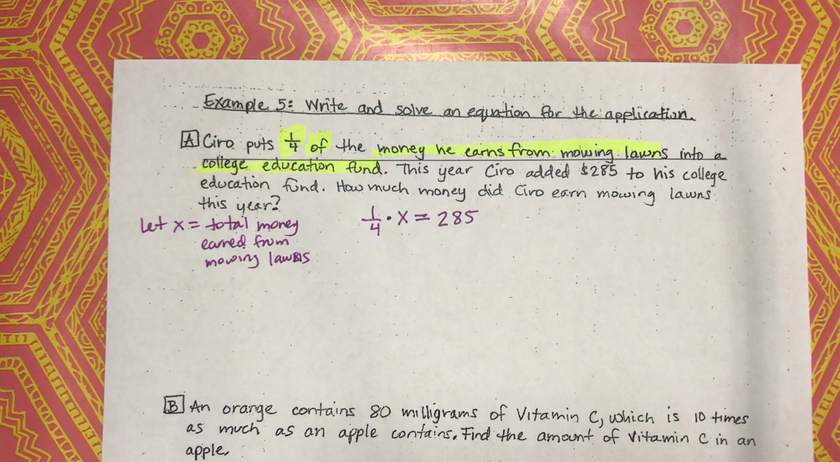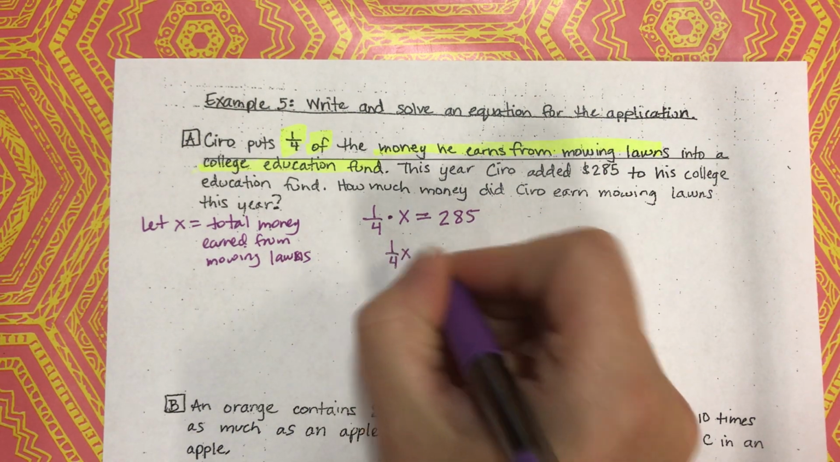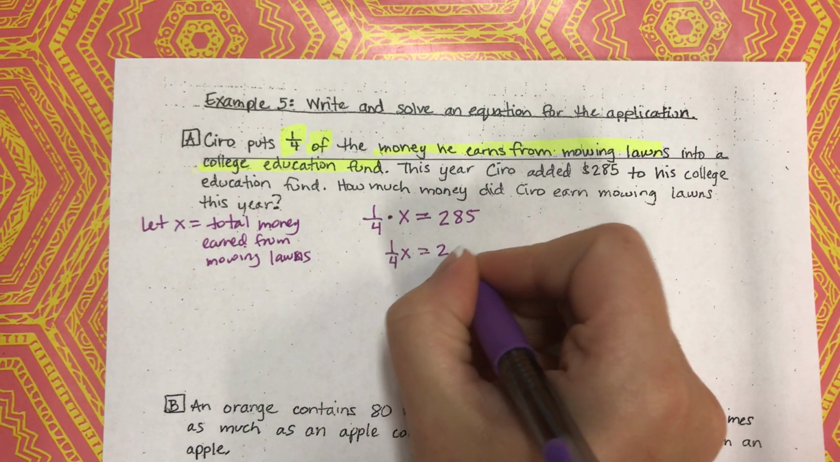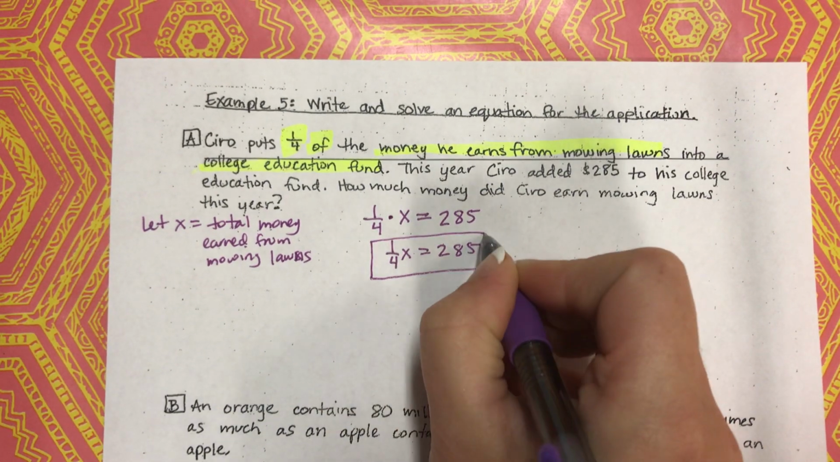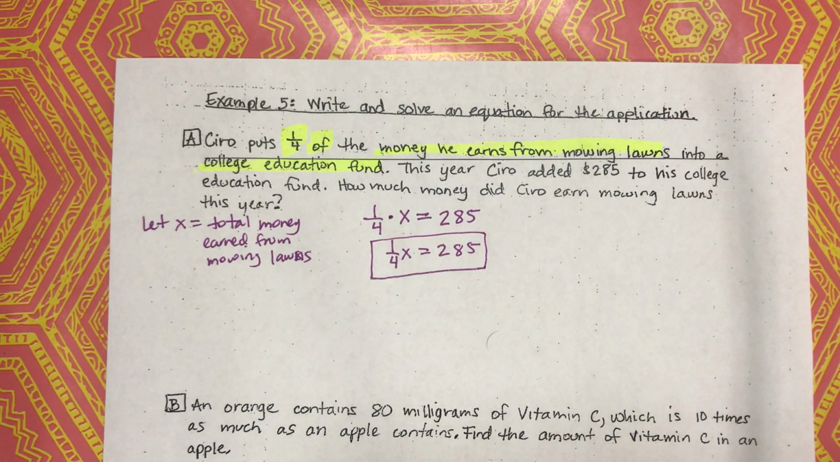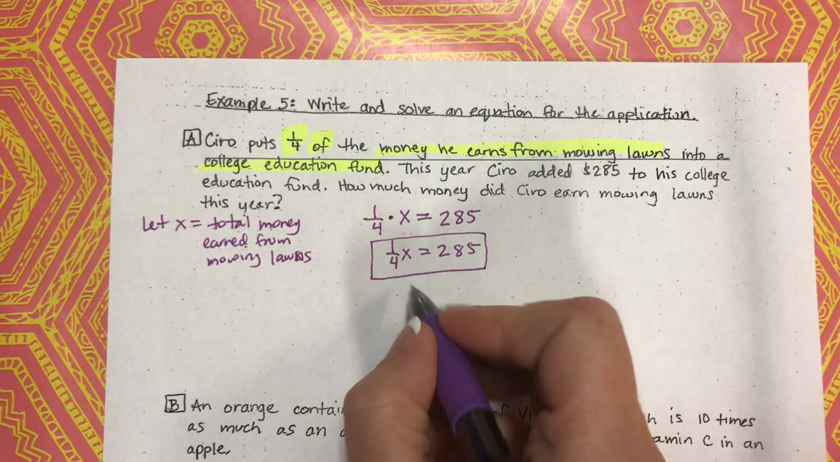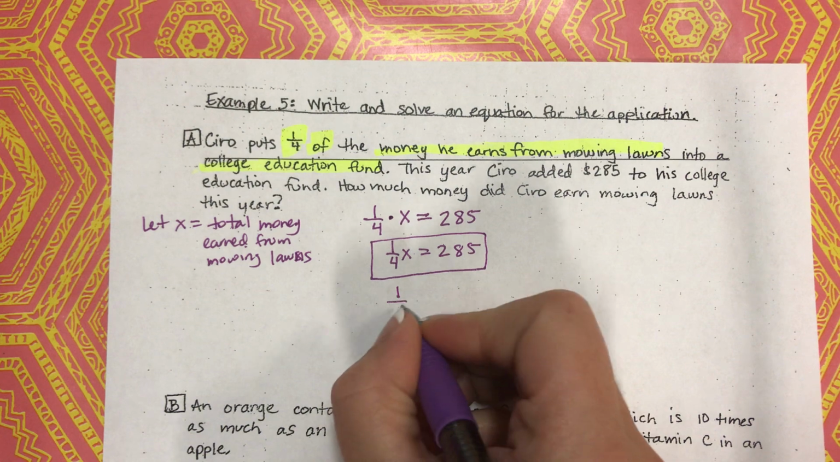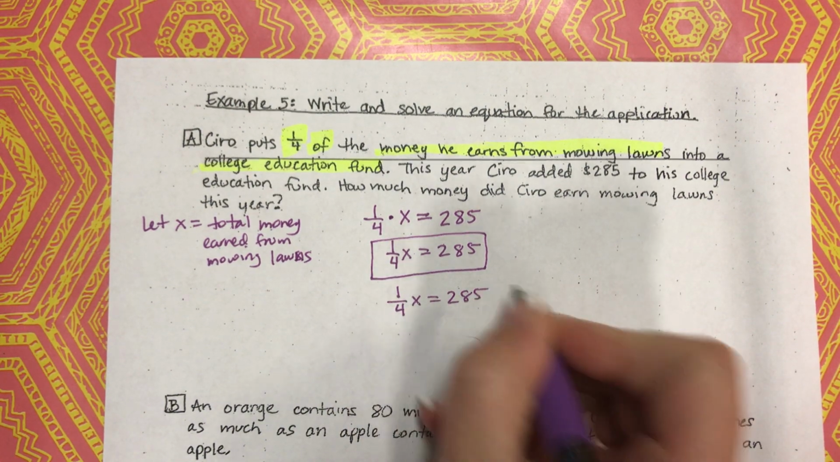All right. And I'm just going to rewrite this as 1/4 x equals 285. And that is going to be my equation for this problem. Now we're going to solve it, right? We're going to get x by itself.